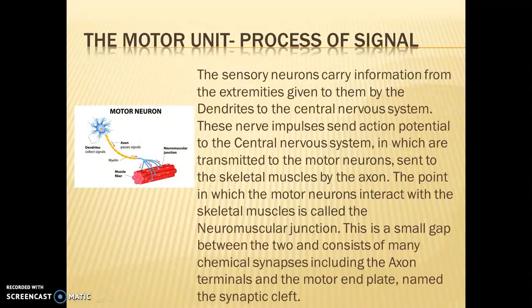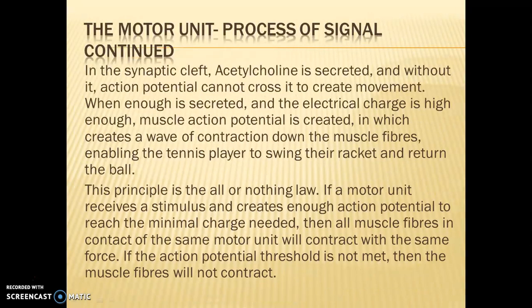The point in which the motor neurons interact with the skeletal muscle is called the neuromuscular junction. This is a small gap between the two and consists of many chemical synapses, including the axon terminal and the motor end plate, named the synaptic cleft. In the synaptic cleft, acetylcholine is secreted, and without it, action potential cannot cross it to create movement.